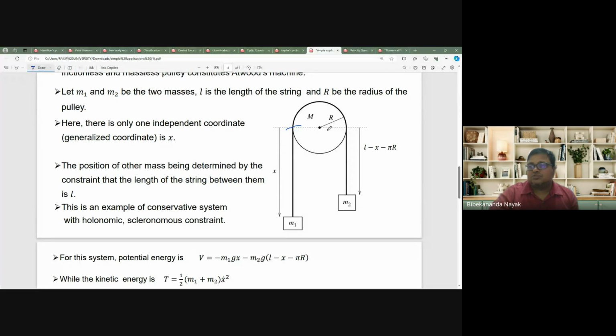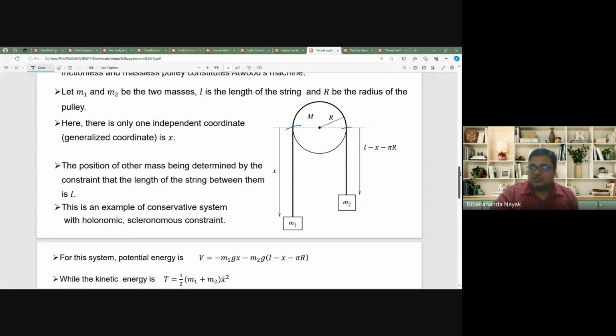From this point to this point will be pi r, because the full circumference is 2 pi r, so half will be pi r. So the distance, if it is x, then this distance will be L minus x minus pi r. So here the coordinate is x, and here it is L minus x minus pi r.